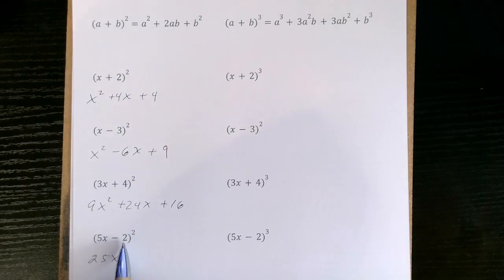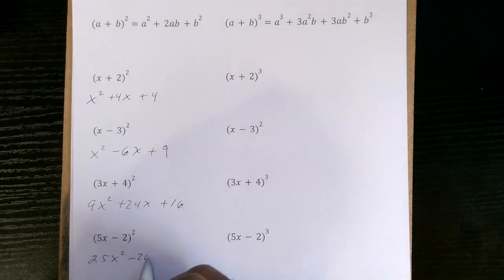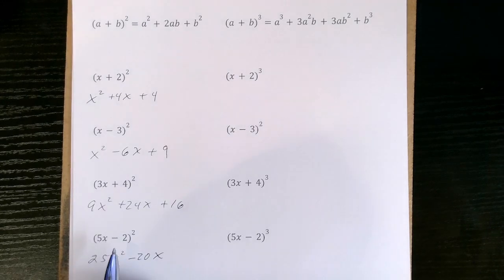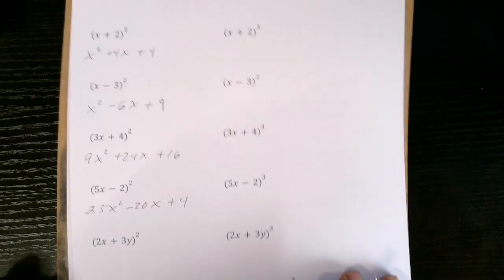5x times negative 2 times 2 is going to be negative 20x. And then negative 2 times negative 2, which is going to give us 4.